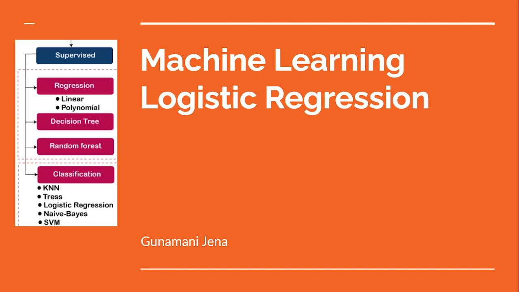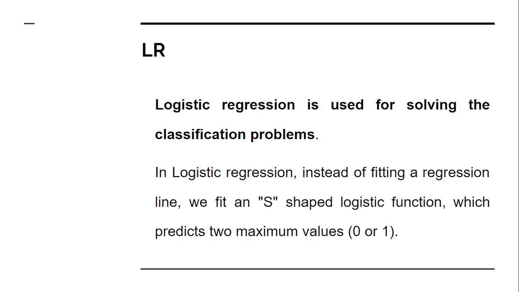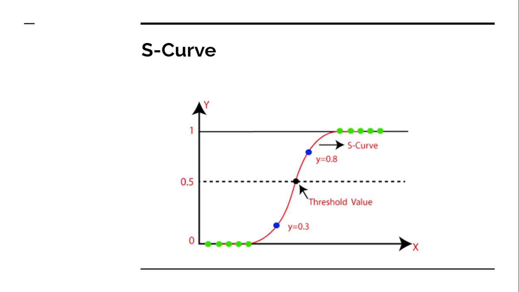Okay, welcome to logistic regression. Logistic regression is used for solving the classification problem, as I told you. In linear regression we fit a straight line. In logistic regression, instead of fitting a regression line, we fit an S-shaped logistic function, which predicts a maximum value of 0 or 1. That is the thing. So this S curve looks like this.